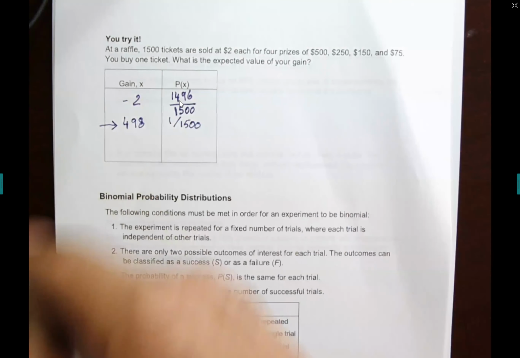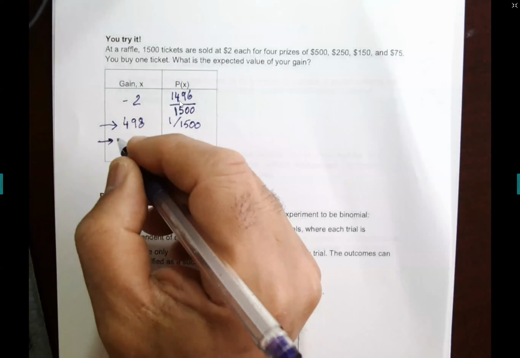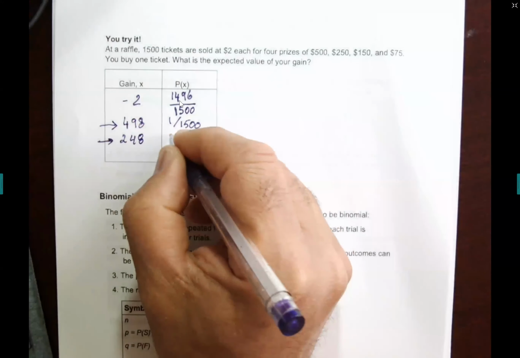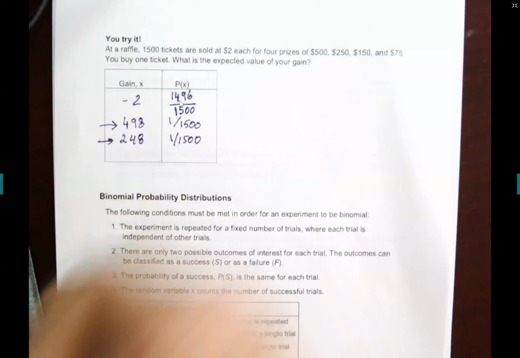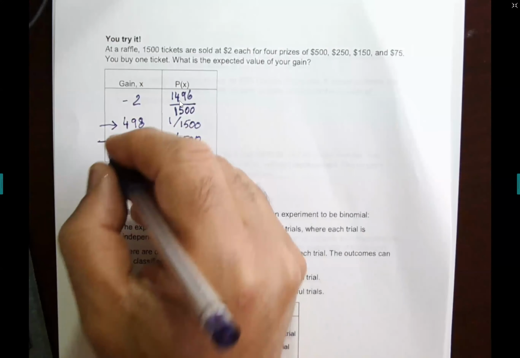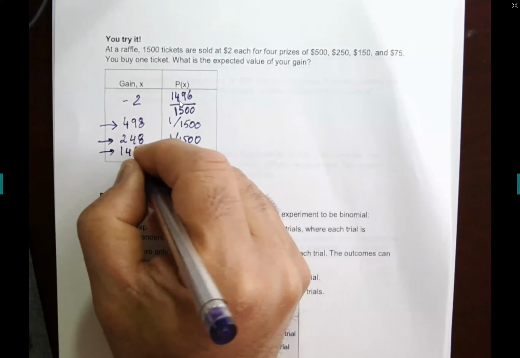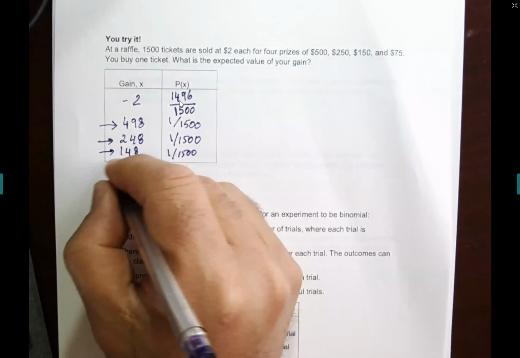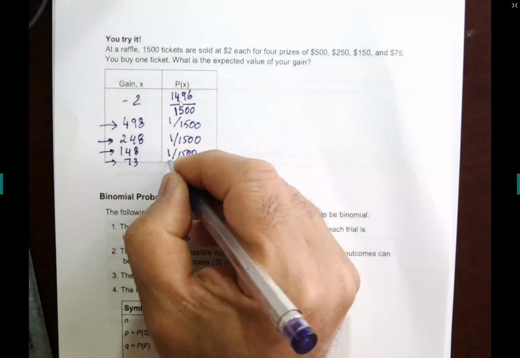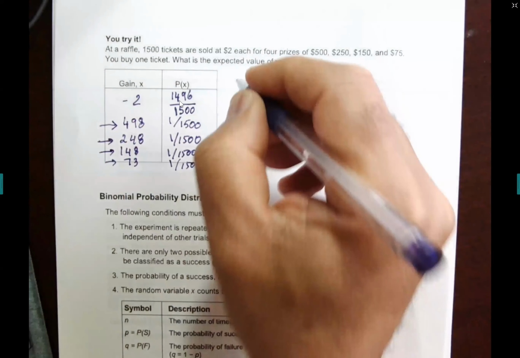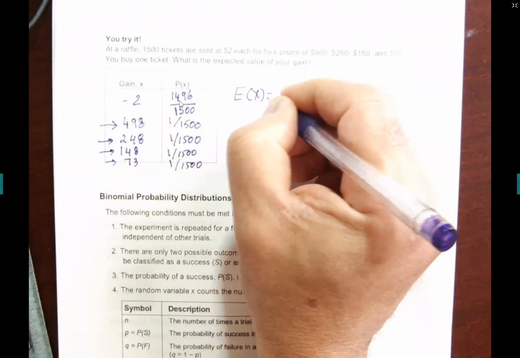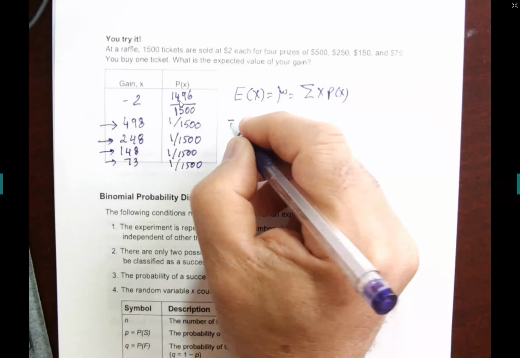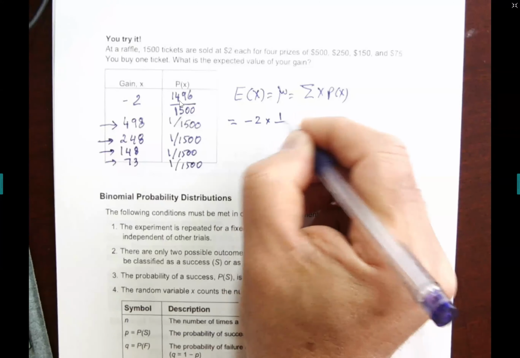Okay, let's go to the next prize. If you win $250, guys, they'll give you $250, but you already paid $2. So you're gaining only 248. And your chance is only 1 out of 1,500. For 150, you're only gaining 148 because you're getting your $2 back. And then 75, it's going to be 73, guys, and 1 over 1,500. The expected value is the same as the mean, which is the sum of x times P(x). I'm going to write it down and give you a chance, guys, to do the calculation with me.